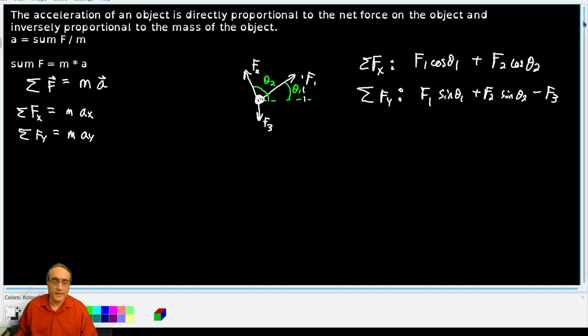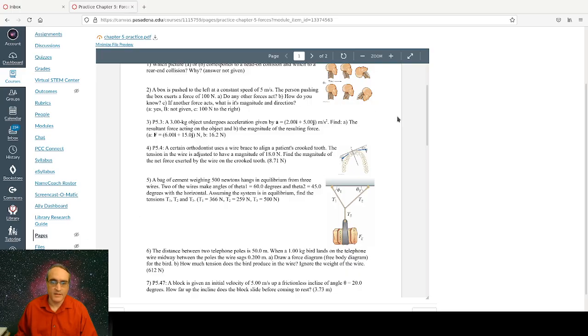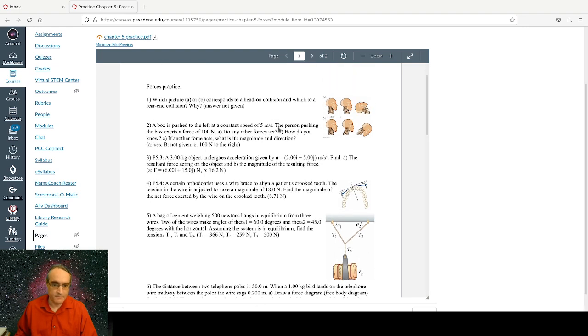Thinking about this, there are a couple interesting ideas I want to hit quickly from the practice sheet. One of them has to do with the first question. One of these two pictures is talking about a crash test dummy in a car that is undergoing a head-on collision, and when it's in a car that is undergoing a rear-end collision. The one down on the bottom here is the one for hitting head-on.